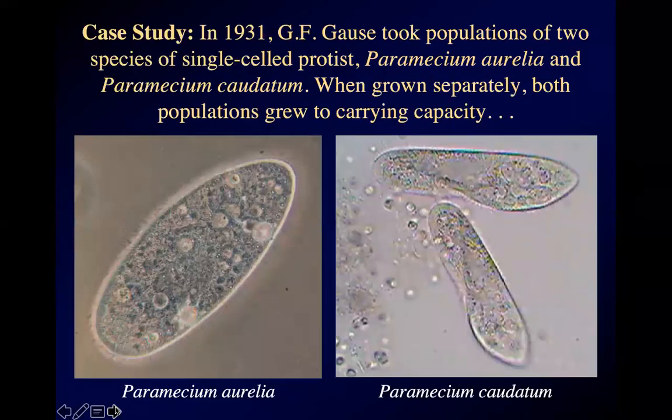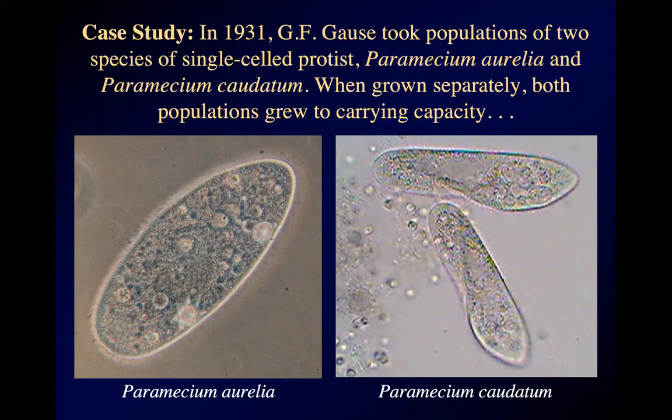This was a study done in 1931 by a Russian guy named Gause. He took populations of two species of single-celled protist that look like this. They're pretty large single-celled organisms, about 100 microns each. They're called Paramecium aurelia on the left and Paramecium caudatum on the right. They look pretty similar, but it's still pretty possible to tell them apart, and they both feed on bacteria.